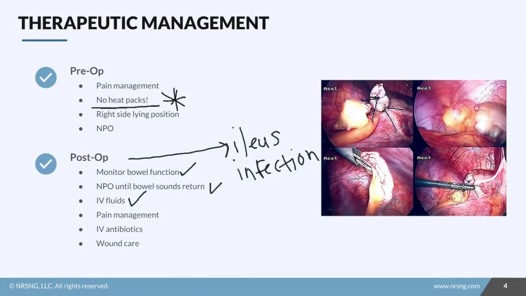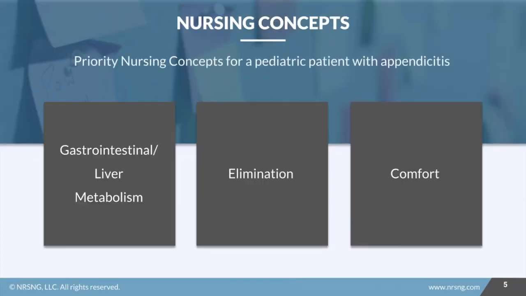Now remember, for patients with a perforated appendix, management is going to be a little bit more complicated and recovery takes a bit longer. So that perforation means that infection has spread all throughout the abdomen. So the bowels are going to be a little bit more sluggish, and they're also going to need IV antibiotics. There's also the possibility that they're going to have an open wound or even a drain in place. So we've got to make sure that we give them appropriate wound care as well. Your priority nursing concepts for a pediatric patient with appendicitis are gastrointestinal and liver metabolism, elimination, and comfort.